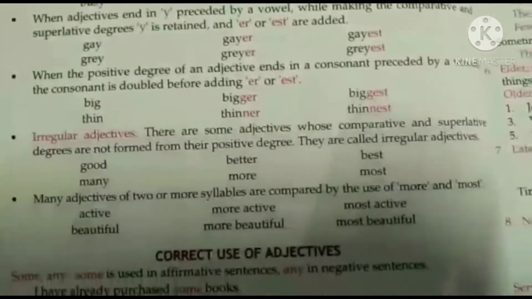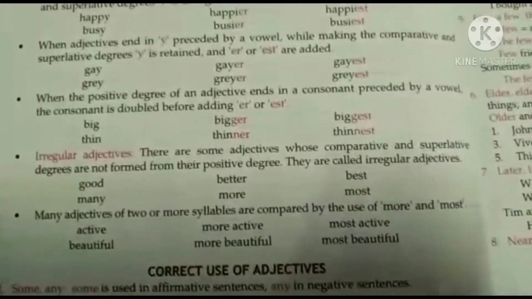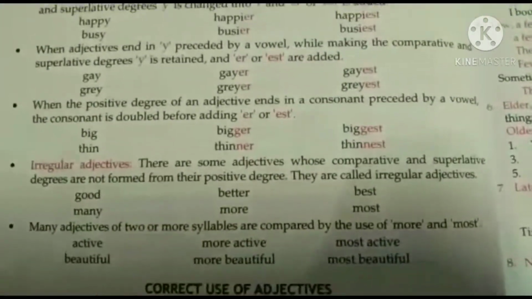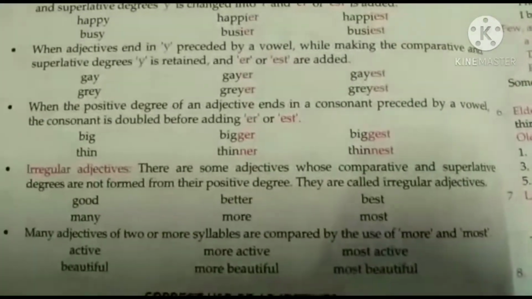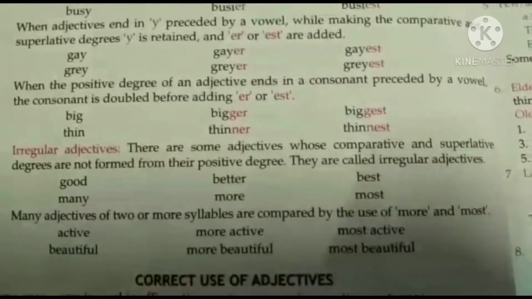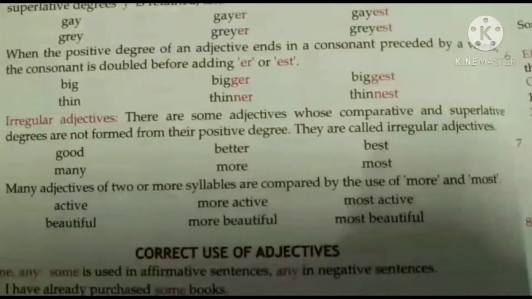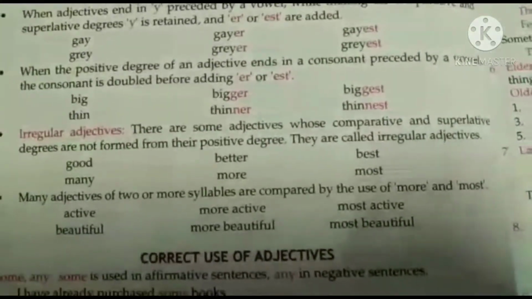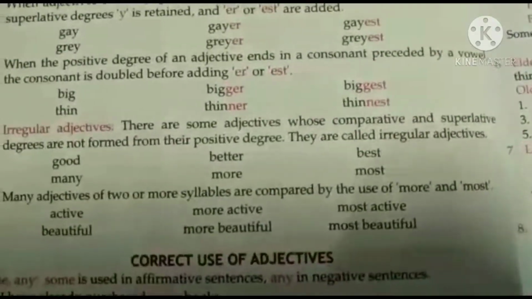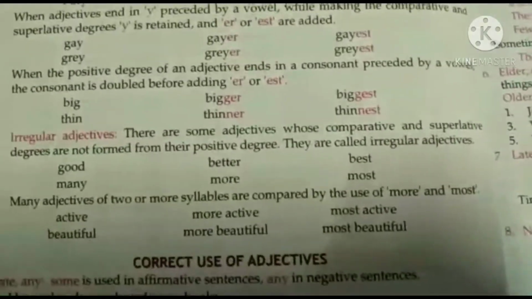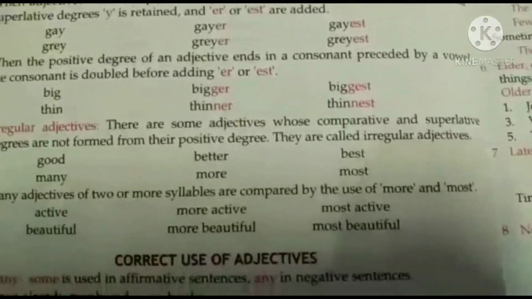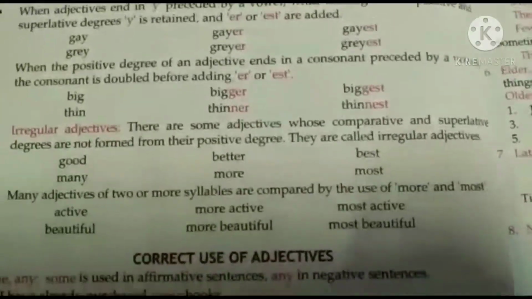You read it. Irregular adjectives: there are some adjectives whose comparative and superlative degrees are not formed from their positive degree. They are called irregular, like good, better, best; many, more, most. Many adjectives of more than one syllable are compared by using more and most, like active. We do not write activer or activest. We write more active, most active, more beautiful, most beautiful.